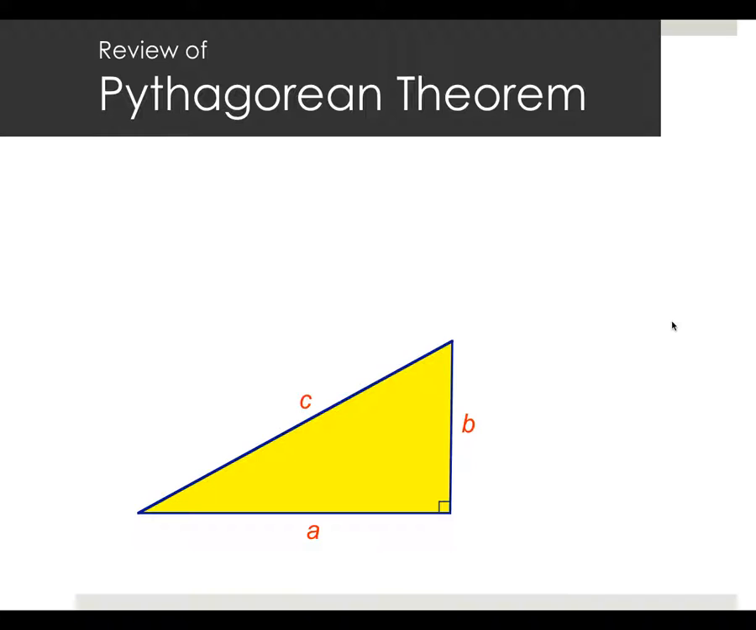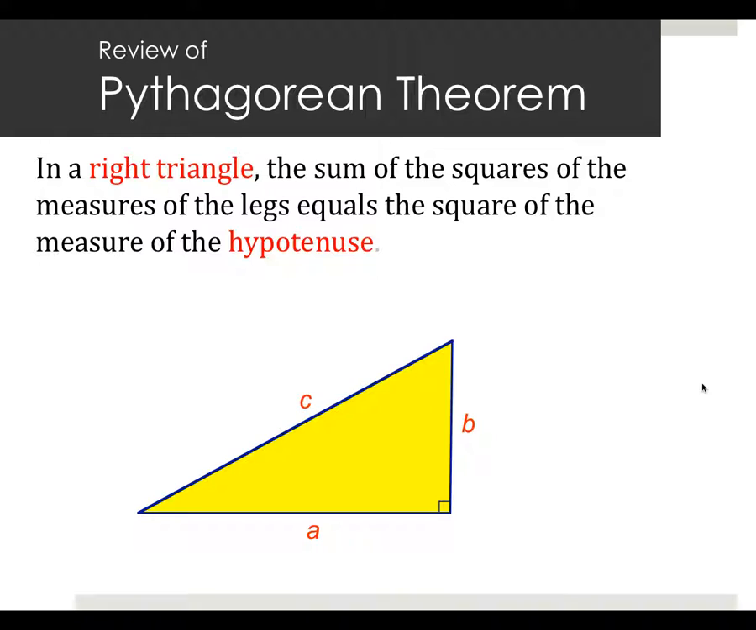Anybody know what Pythagorean theorem is? Jalen. A squared plus B squared equals C squared. Beautiful. That's what I wanted. That's actually the Pythagorean theorem. The sum of the squares of the measures of the legs is equal to the square of the measure of the hypotenuse. However, as Jalen said, most people know it's a squared plus b squared equals c squared. You have to be careful, however, that your triangle is labeled correctly.